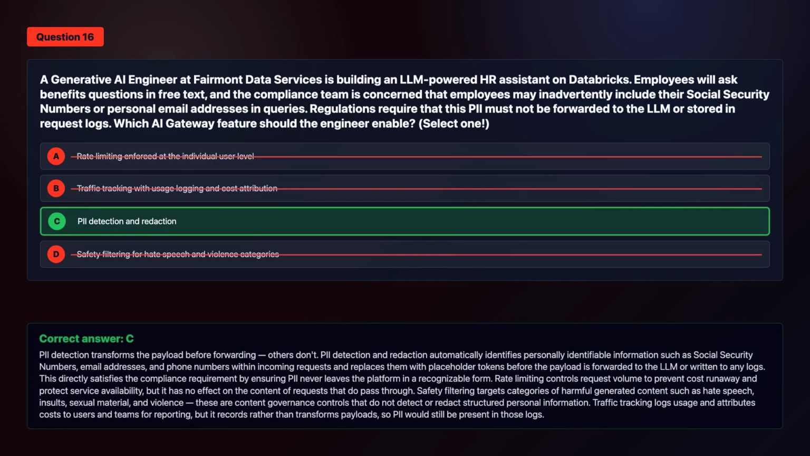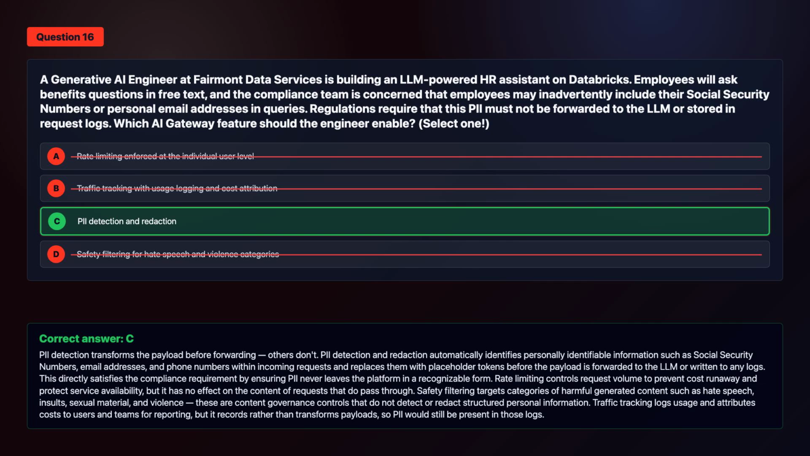The correct answer is option C. PII detection transforms the payload before forwarding. Others don't. PII detection and redaction automatically identifies personally identifiable information, such as social security numbers, email addresses, and phone numbers within incoming requests and replaces them with placeholder tokens before the payload is forwarded to the LLM or written to any logs. This directly satisfies the compliance requirement by ensuring PII never leaves the platform in a recognizable form.